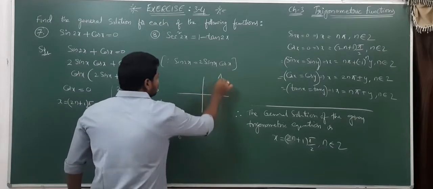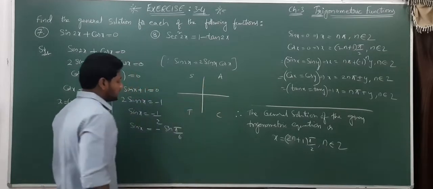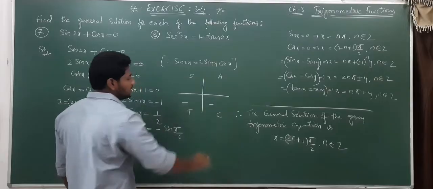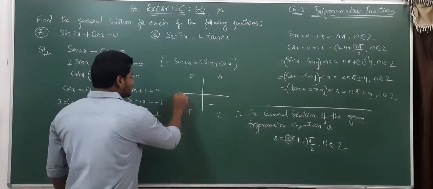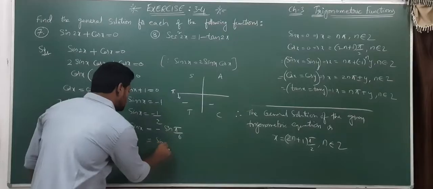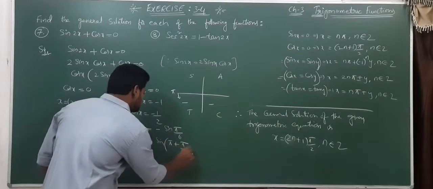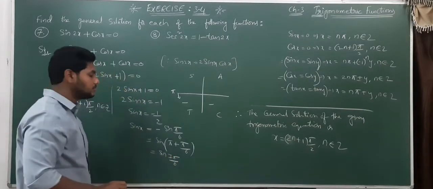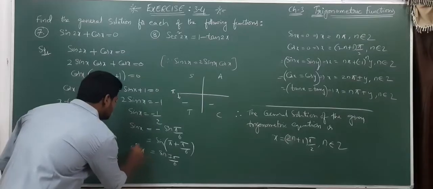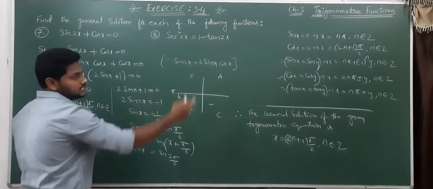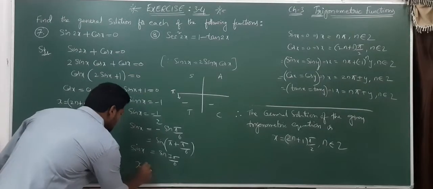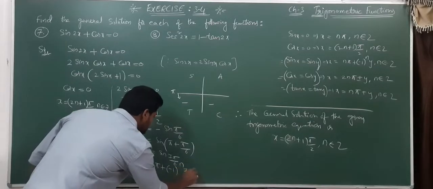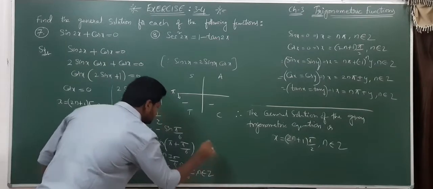According to all silver teacups, sign is negative in which quadrants? Third and fourth, sign is negative. In third, how can we write? Pi plus. So sin pi plus pi by 6 is equal to sin 7 pi by 6. Now this is converted into sin x equal to sin 7 pi by 6. This is in the form of sin x equal to sin y formula. Then what is x? x is equal to n pi plus minus 1 whole power n into 7 pi by 6, n belongs to z.